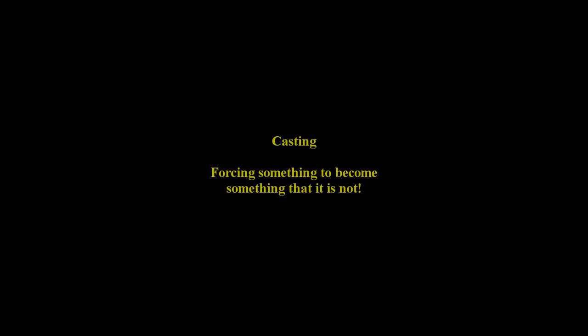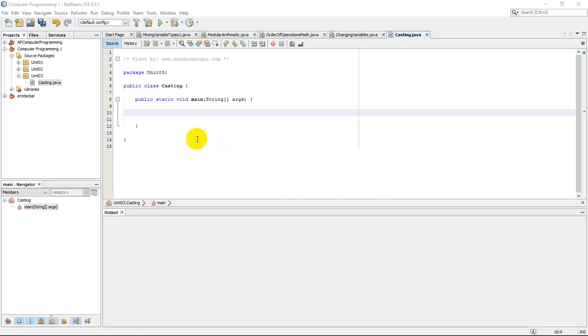In this video we're going to talk about casting, and casting is where you take a variable or an item and you turn it into something that it isn't. It'll make a little bit more sense as I walk through some examples here. So I'll start with just simple integer examples.